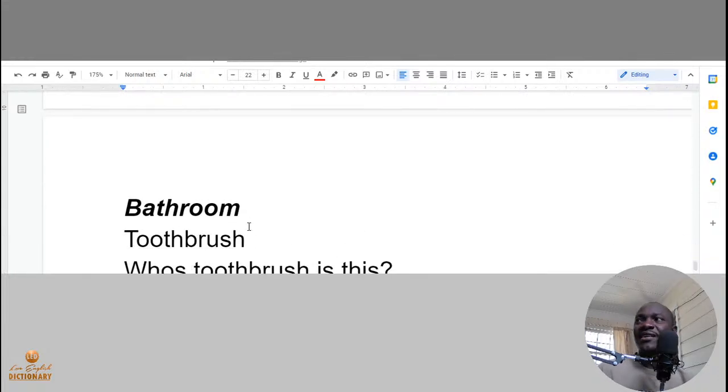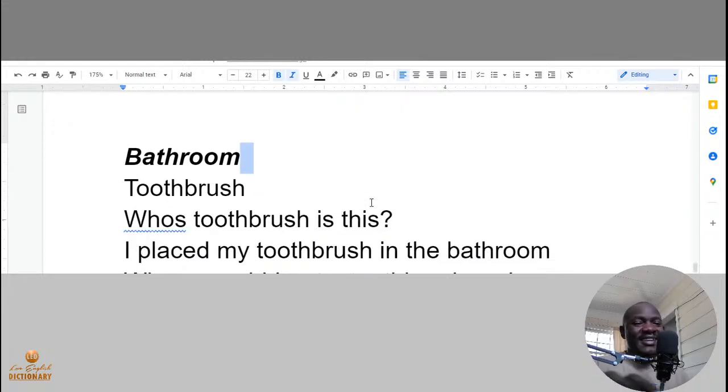Bathroom. So bathroom number one is called Odluok. Odluok bathroom, that is the Odluok. And then now we want to get to things like toothbrush, things that you can get in a bathroom, okay? So the first thing is a toothbrush.